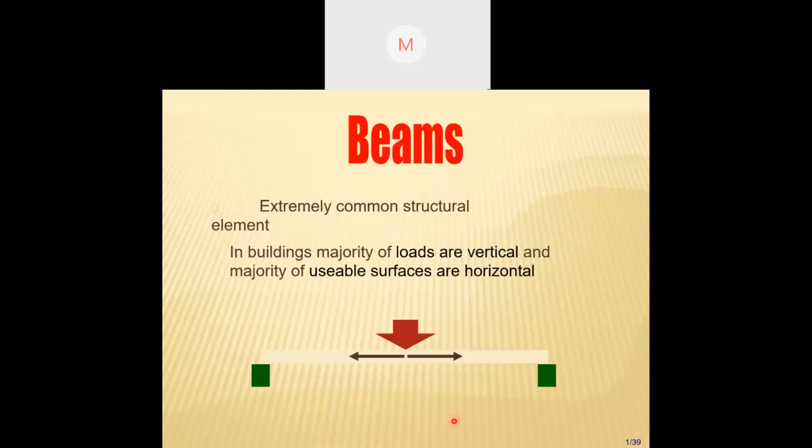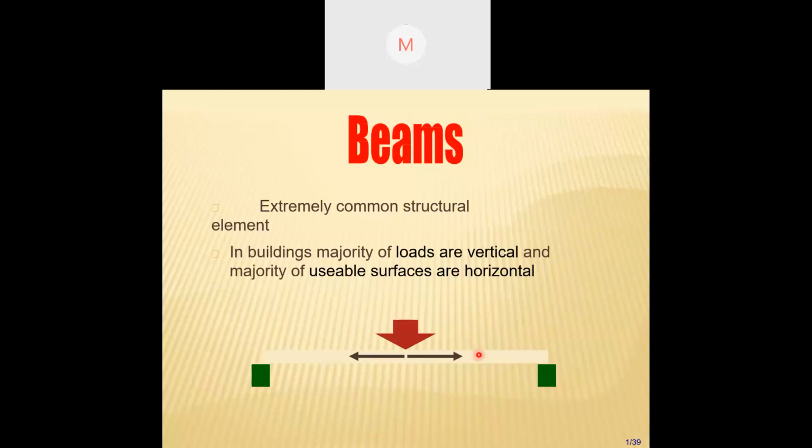Now, look at this. If you see the figure, this is a beam. And this is the load that is being applied. Okay. So in beams, what happens? Now if you see, consider this to be a beam. The loads are what? Vertical, right? And the surfaces are horizontal.